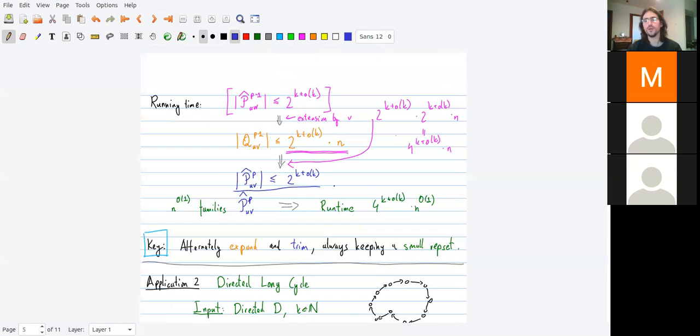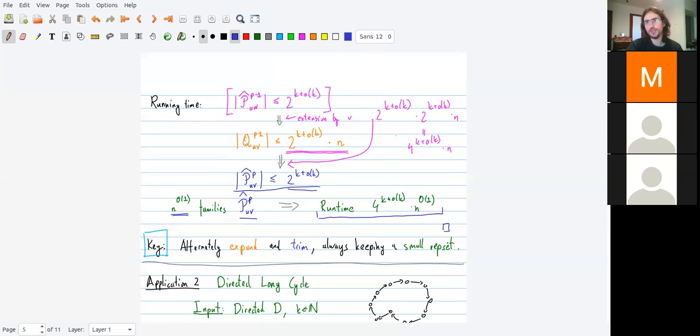P_{u,v}^p hat, which is of small size. So all in all, we have a polynomial number of those families that we need to compute, because for every possible value of p and for every possible value of u and v, we compute such a family, which boils down to running time like that. And everything was deterministic. Good.